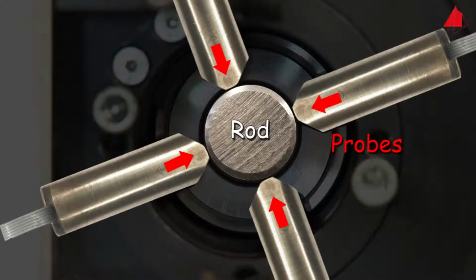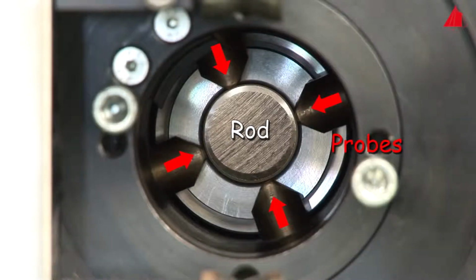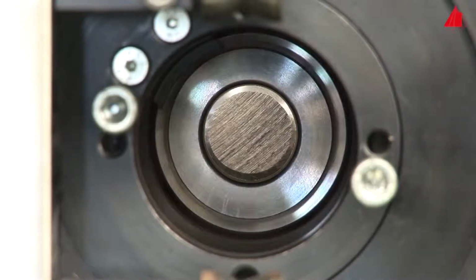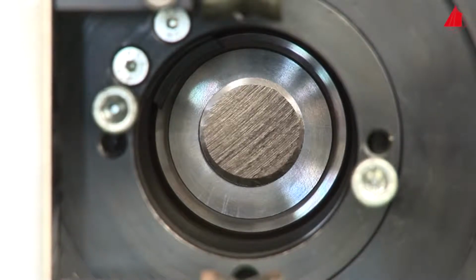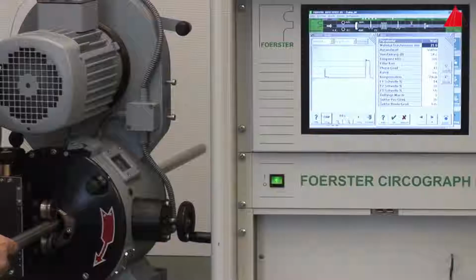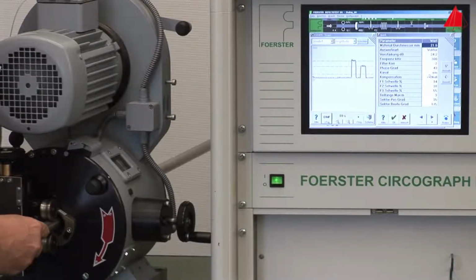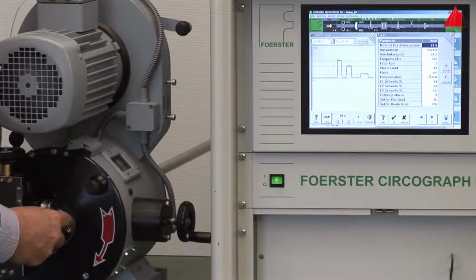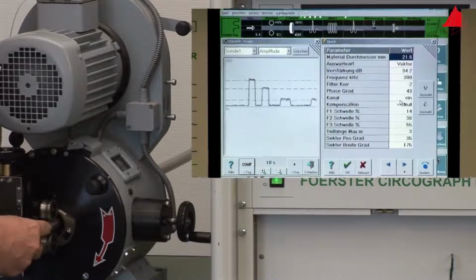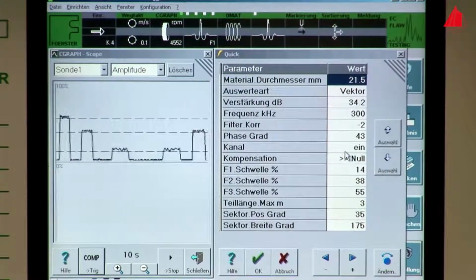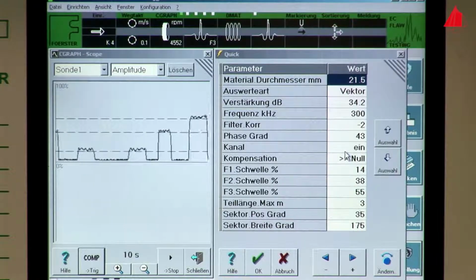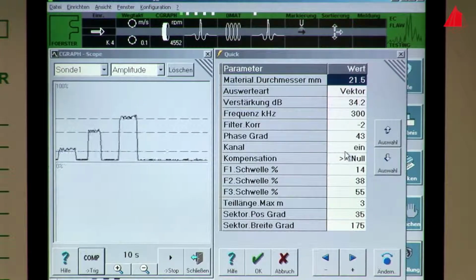The probes are positioned radially at a small distance from the rod surface. During operation, they rotate around the rod at high speed. Meanwhile, the rod moves through the machine in longitudinal direction. Here, several frequencies are used for testing. Thereby, the penetration depth of the eddy currents can be varied. This helps to determine not only the location of the defects, but also their approximate depth. And this is where eddy current testing really starts.